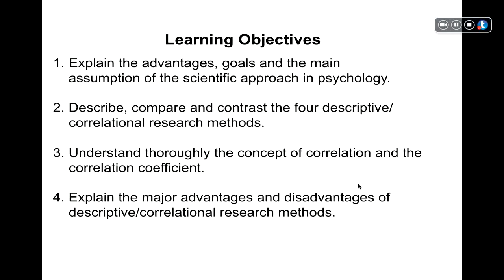So this is what we covered. These are the learning objectives. Explain the advantages, goals, and the main assumption of the scientific approach in psychology. Describe, compare, and contrast the 4 descriptive correlational research methods. Understand thoroughly the concept of correlation and the correlation coefficient. Explain the major advantages and disadvantages of descriptive correlational research methods.